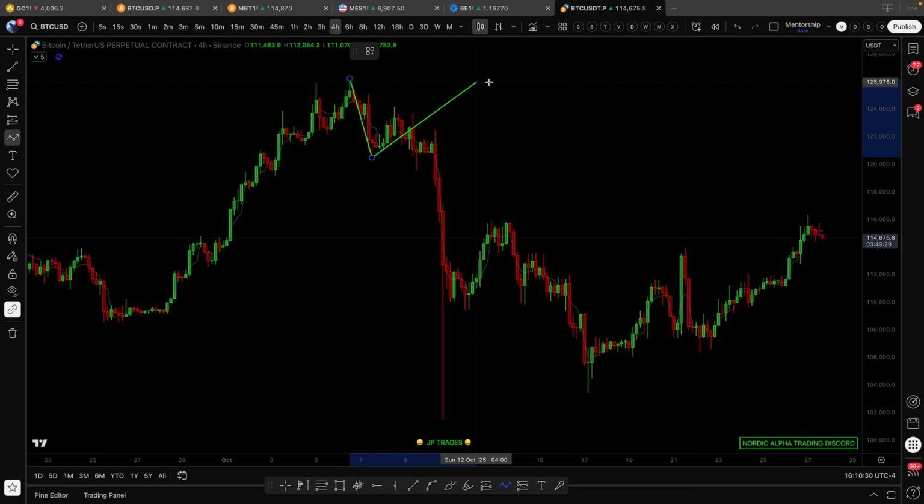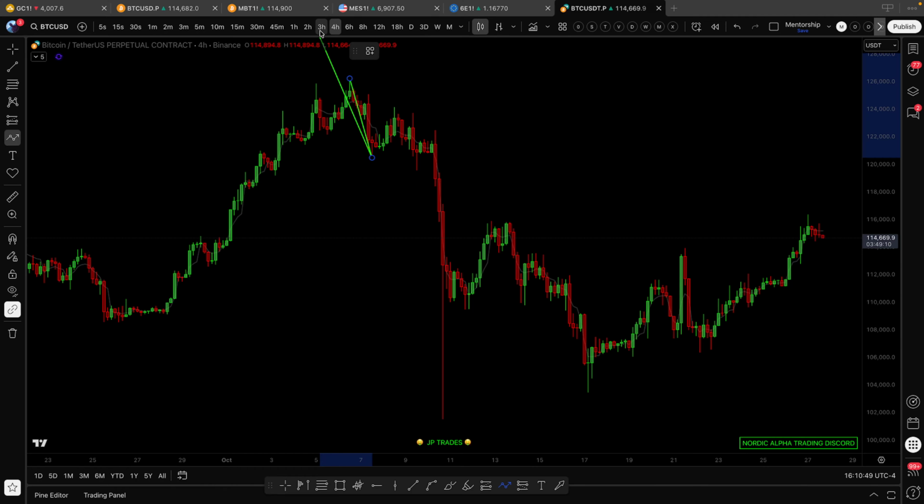Obviously, we did not even trade higher than this high. We traded right here, lower than this low. However, do we have two up candles here? No, we do not. So this is insignificant structure only on the 4-hour time frame.